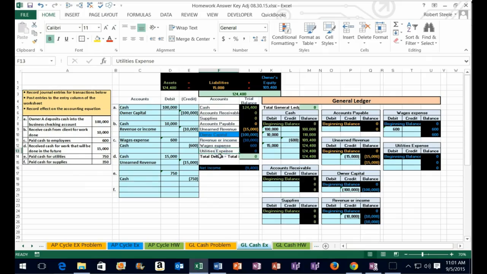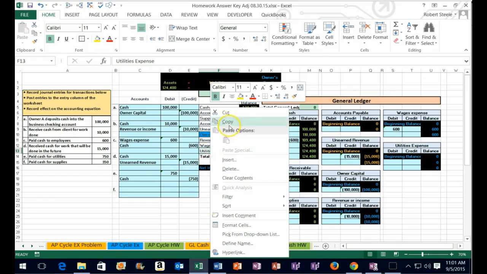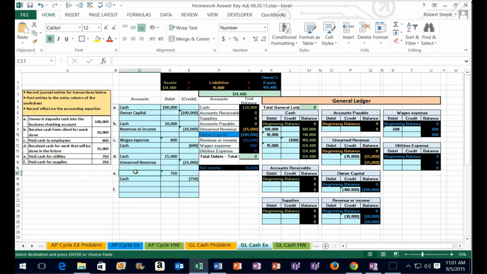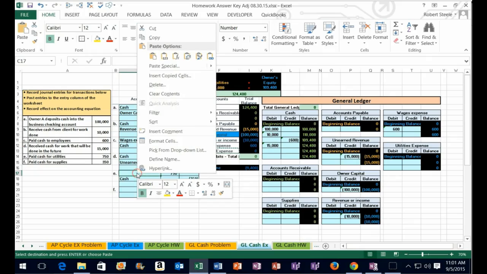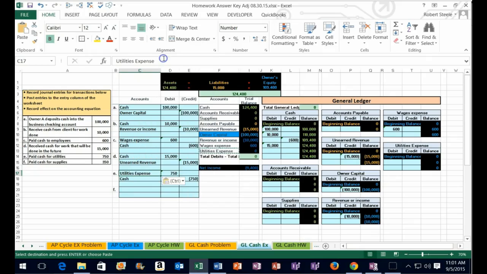We have utilities expense. So there's the expense, and we can see that expenses all have debit balances. They generally only go one way. They go up. They go up in the debit direction. So how are we going to make it go up? We're going to do the same thing to it, which in this case is another debit. We already knew that because we credited cash, and now we have verified it, so we can copy that. Going to paste it in cell C17. C17, it's right there. Right click, paste it, 1, 2, 3.